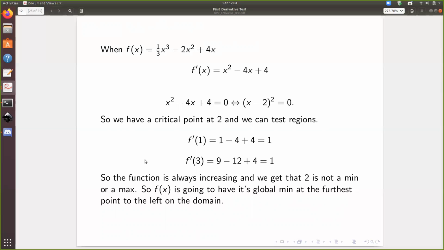So we're going to get that 2 is not a min or a max, and that f of x is going to have its global min at the furthest point to the left on the domain. And why is that? Well, that's because the function is always increasing. So the furthest to the left that we can get, which in our case is 0, is going to be the minimum. And that's going to be at 0, where when you plug it in, it is 0.